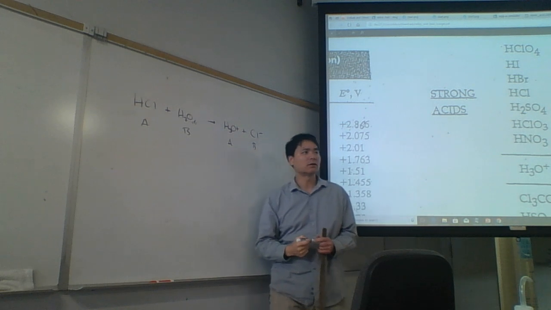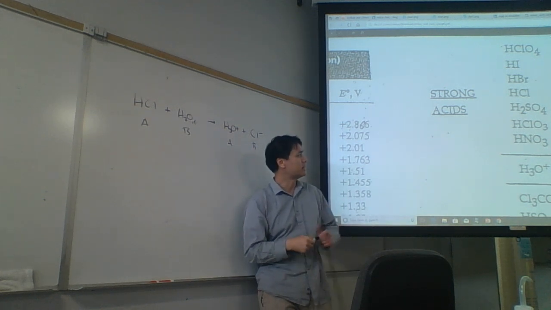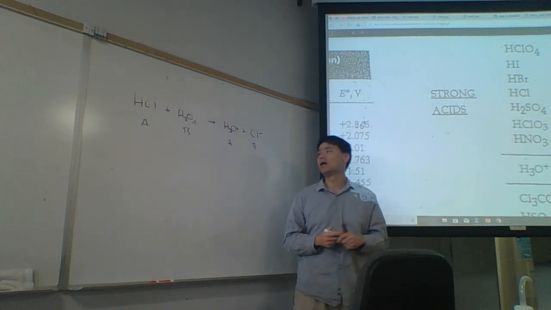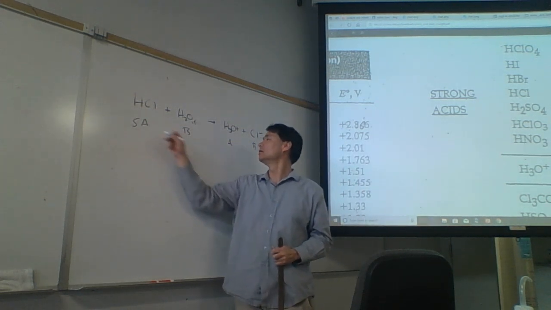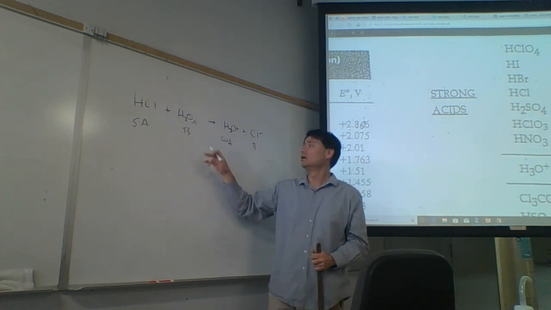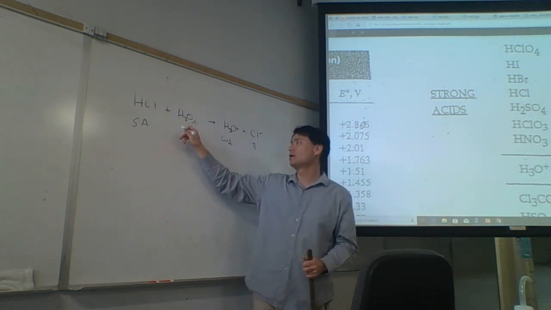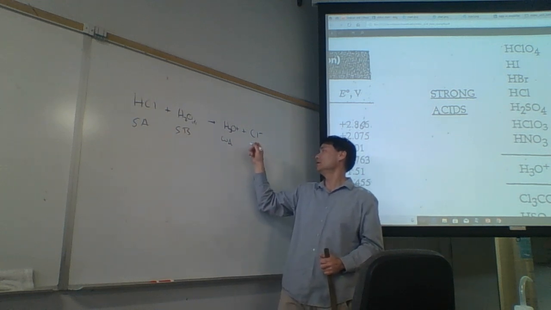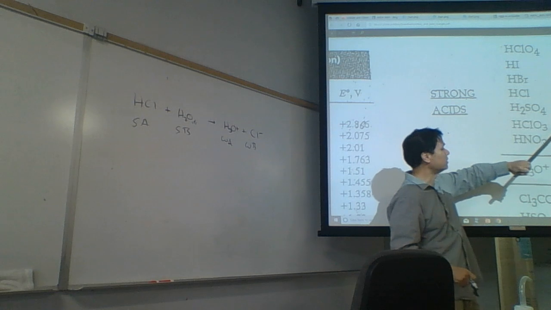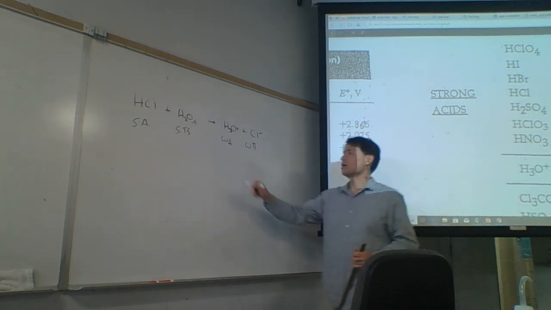And so this is the acid, this is the base. Now which one's stronger? Which was the stronger acid, HCl or hydronium? HCl. So this is stronger, this is weaker. So we have driving force there. What about the bases? Well, it turns out water is stronger, chloride's weaker. And so we have driving force here.